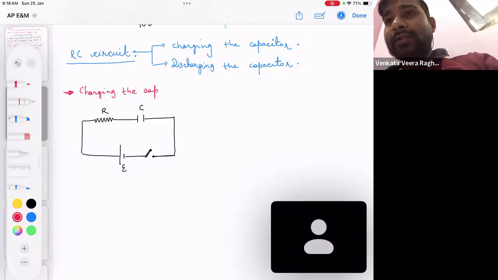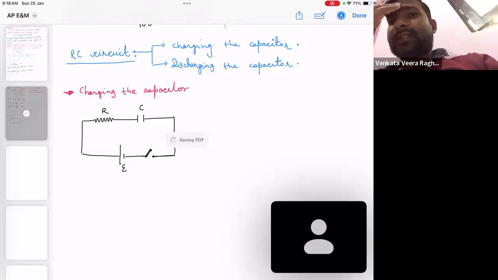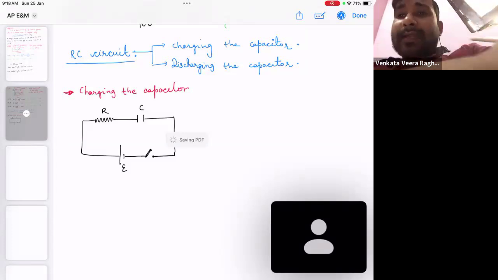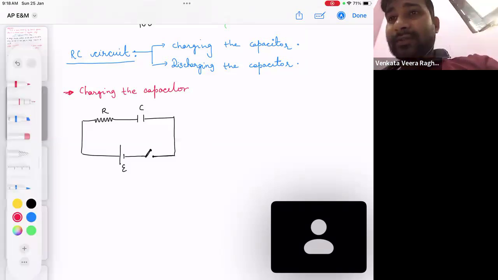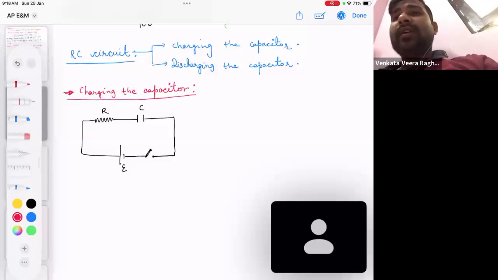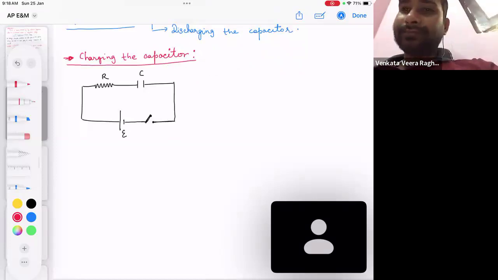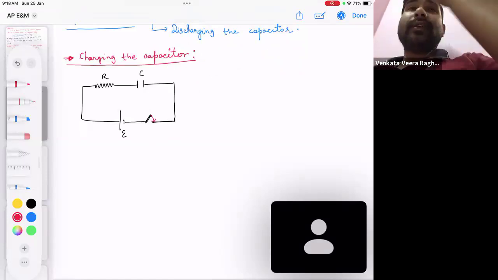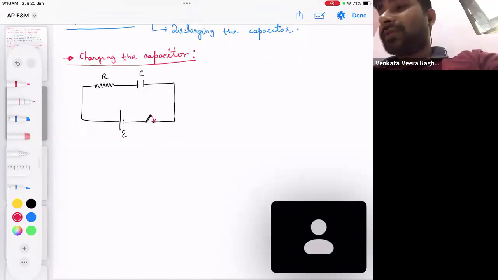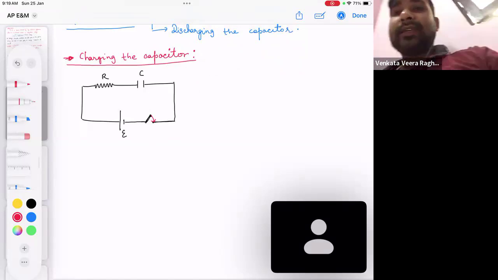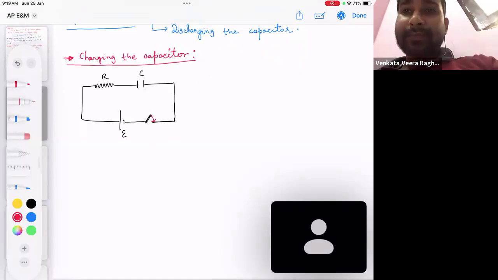How are we going to charge the capacitor? And how will the charge as a function of time come, what will happen at the initial condition, just after closing the switch, and a long time after closing the switch? That is what we have to learn. Here the switch is closed at t equal to 0. Initially the capacitor has zero charge. If we close the switch, current will start flowing.